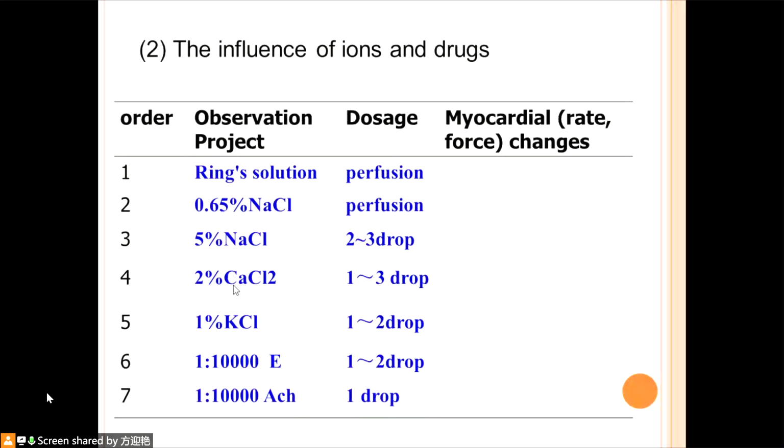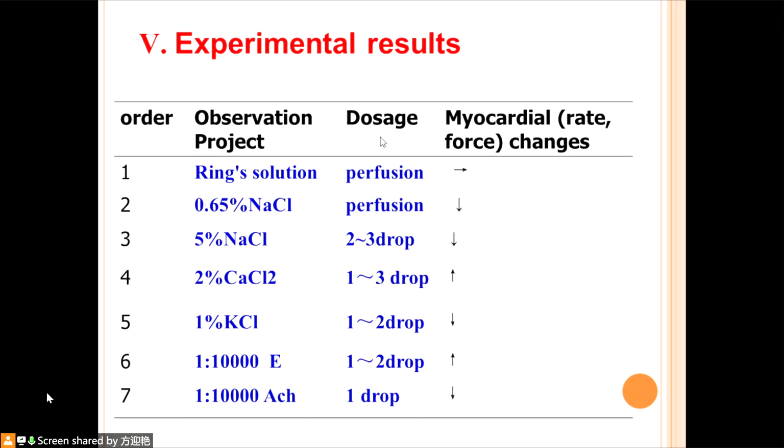Then we dropped 2% calcium, 1% potassium, the epinephrine, and the ACh. We found these are independent results, and we can see here that this is normal. Then we used only saline. We found that the myocardial rate and force decrease, and with the saline they also decrease.